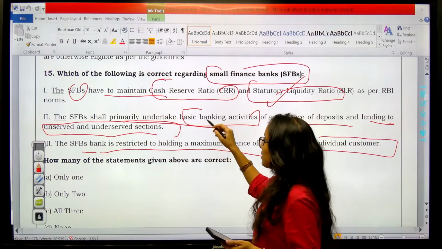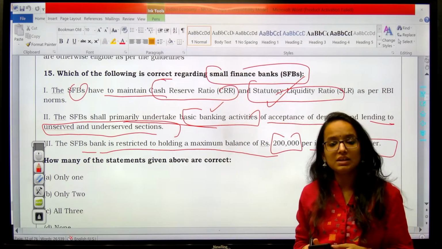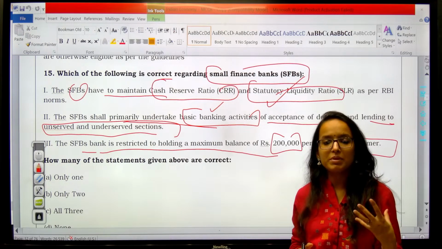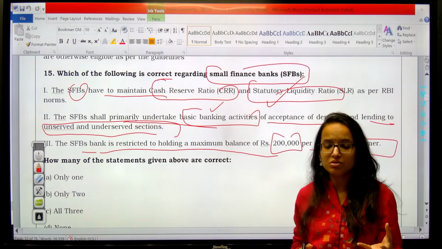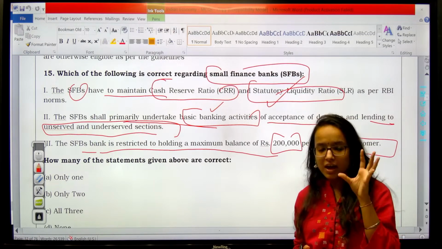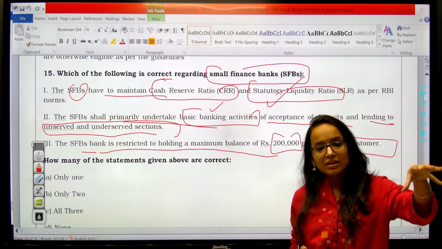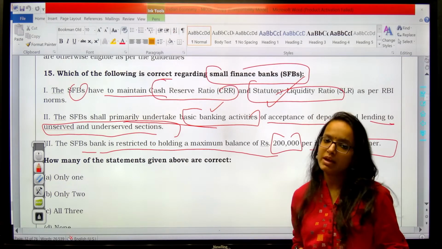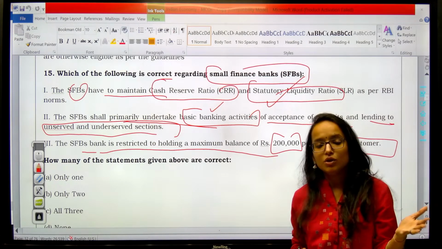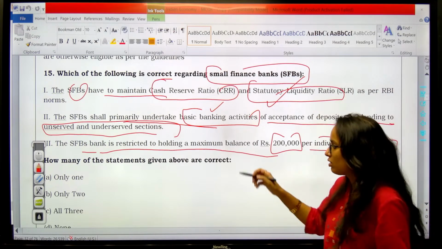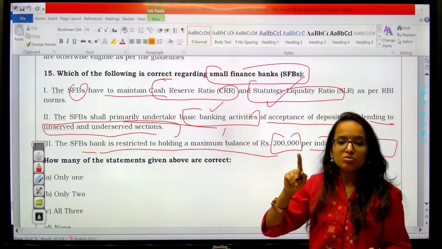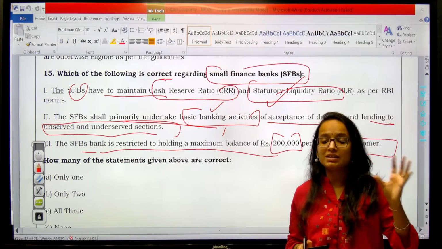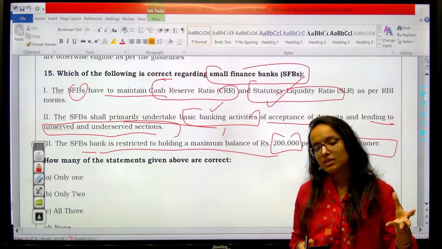Second, SFB shall primarily undertake basic banking facilities. Yes, as I told you, one of the aims of implementing these banks, SFB, payment bank, is financial inclusion. So the government, RBI wants that the underserved and unserved areas should get the basic banking facilities to increase financial inclusion. So that's how this is also right. One more thing which I need to tell you, the desirable statements are generally right. You have to practice these techniques, you know, these are scientific.